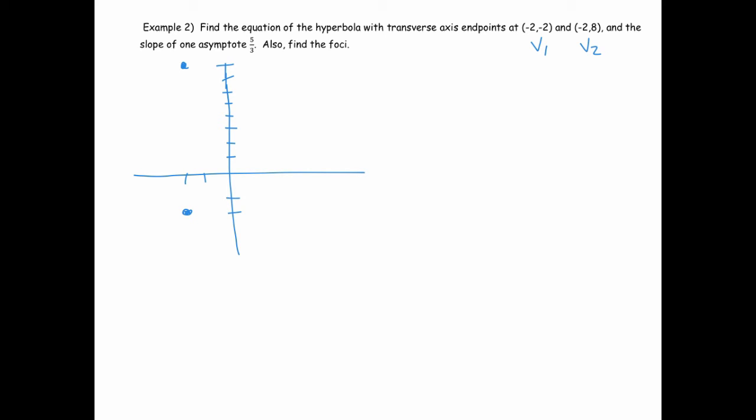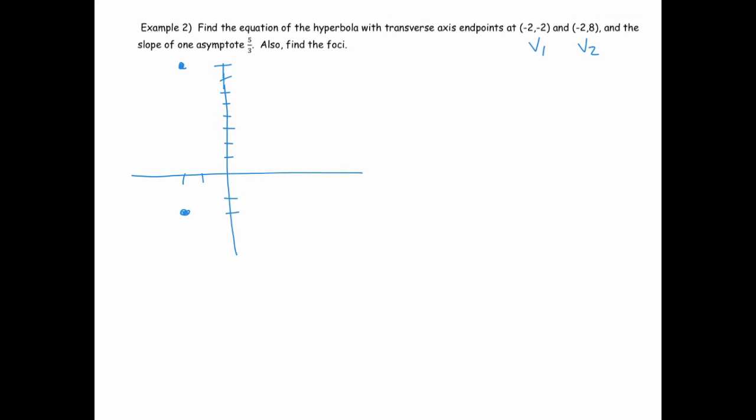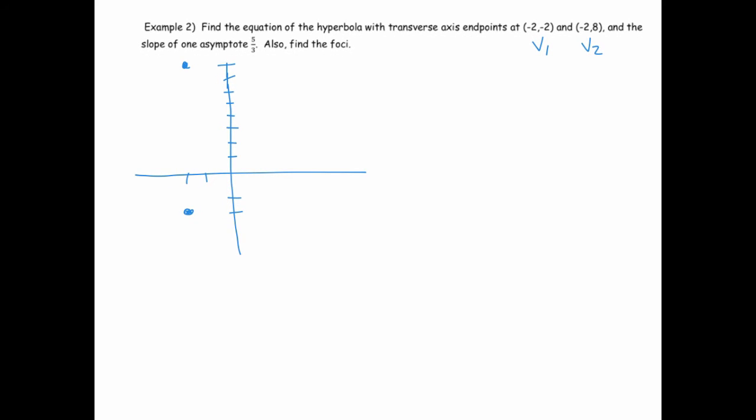So you can do that one of two ways. You can count actual intervals, count actual units to find the halfway point, but you could also just take the average of the y-coordinates. So -2 plus 8 is 6, divided by 2 is 3. So 3 is going to be where the y-coordinate of my center is.